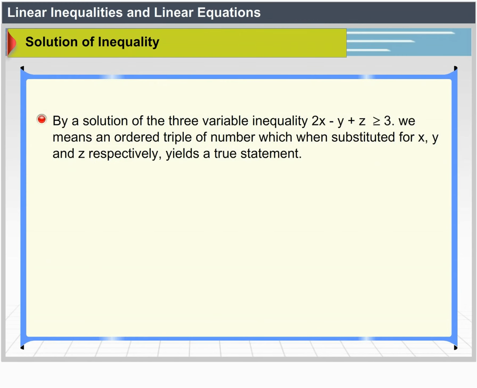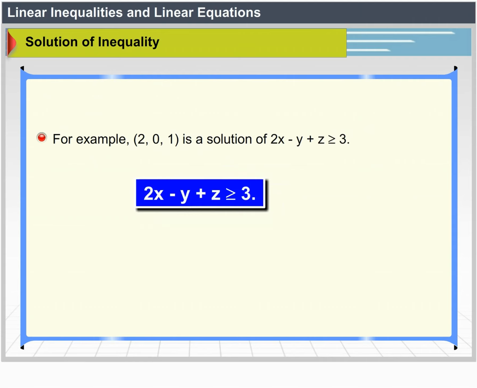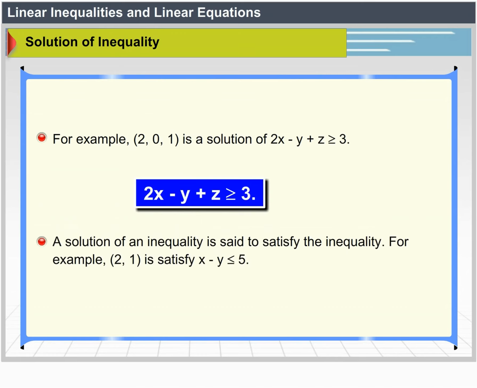By a solution of the three variable inequality 2x minus y plus z greater than or equal to 3, we mean an ordered triple of numbers which when substituted for x, y and z respectively yields a true statement. For example, (2, 0, 1) is a solution of 2x minus y plus z greater than or equal to 3. A solution of an inequality is said to satisfy the inequality. For example, (2, 1) satisfies x minus y less than or equal to 5.